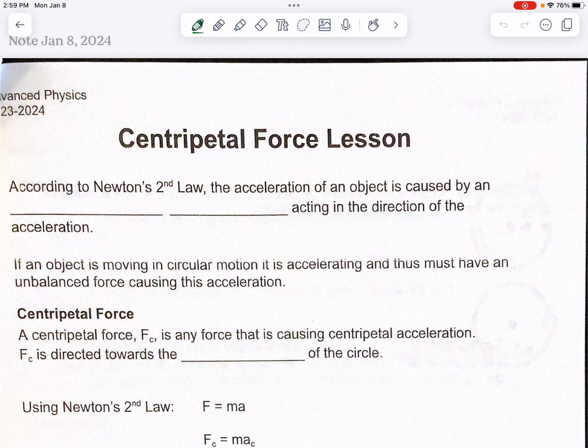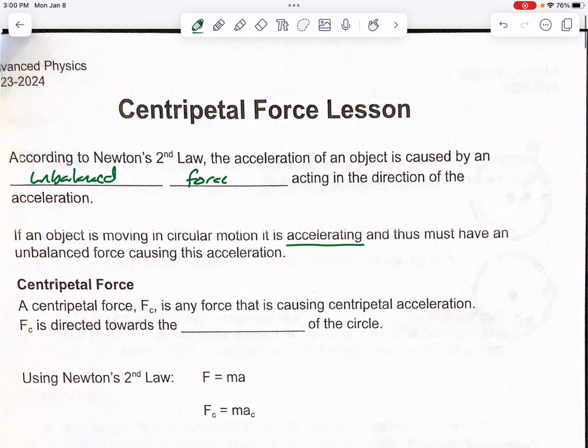So according to Newton's second law, the acceleration of an object is caused by an unbalanced force acting in the direction of the acceleration. So if an object is moving in circular motion, it is accelerating and thus must have an unbalanced force causing this acceleration. Remember, it can be accelerating two ways: one, you can increase or decrease the speed, or you can change direction. Since if you're going in a circle you're always changing direction, that's what makes you accelerating.